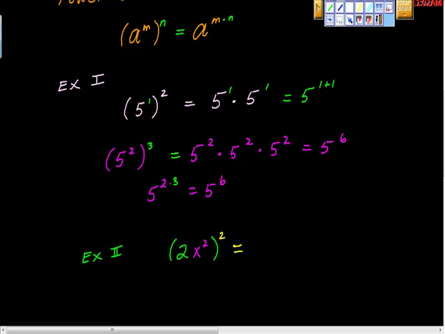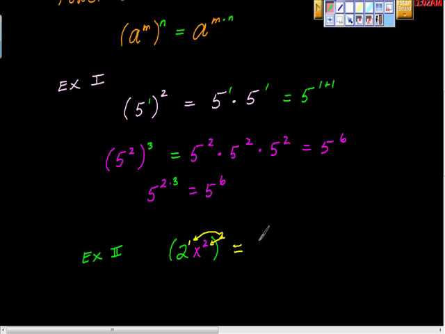Now I want you to stop the video and write this down. This is crucial: exponents are distributive. I'm going to say it again. Exponents are distributive over multiplication. So what we're going to do is this. This is 2 to the first power, isn't it? So we're going to do it here, and it's going to look like this.